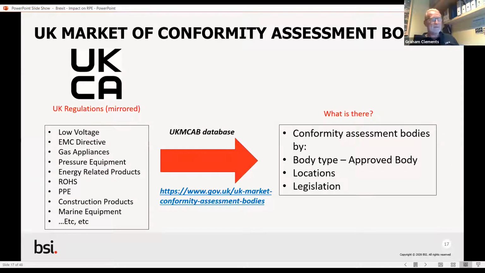So we had to set something up in the UK to mirror that. So the UK regulations, which are mirrored, and we've got PPE in there, it's a mirrored regulation. We've got the UKCA database, and there's a link to it there when you get the presentation afterwards. And that is effectively the same. So we've got the conformity assessment bodies, body type is an approved body. We've got the locations and we've got the legislation, and there's a few other search characteristics. So you can actually find which UK assessment bodies are available for your product through that UKCA database. So it's just a UK version of NANDO.